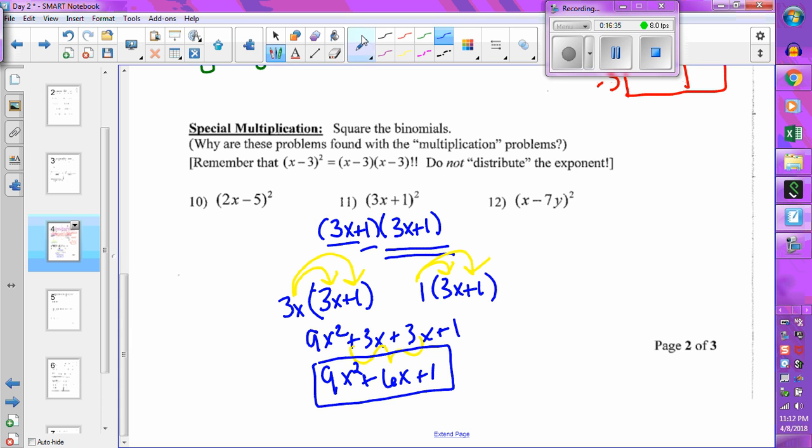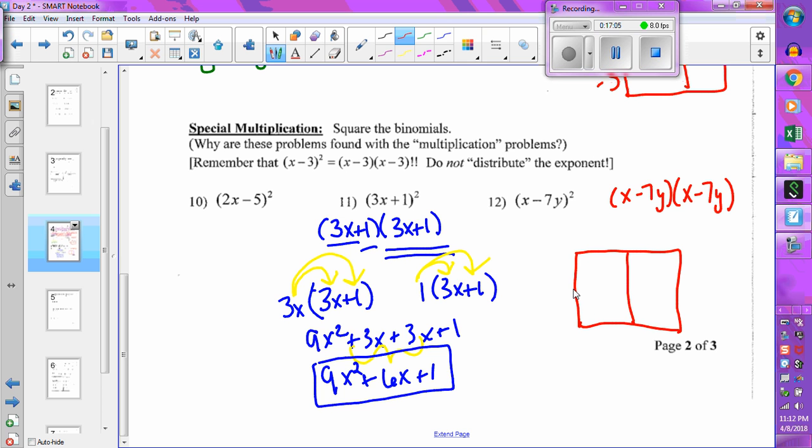All right, now moving along to the next one. I'll do this one in red. Remember, x minus 7y squared is the same thing as saying x minus 7y times x minus 7y. And we're going to use the box method for this one so you guys can see. Remember, you can choose either or whatever strategy works best for you. Okay? So we're going to draw our square, our box. We're going to take this first term, x, and then negative 7y, put it up there. And we're going to take our second term, x, and then a negative 7y, put it on the side.